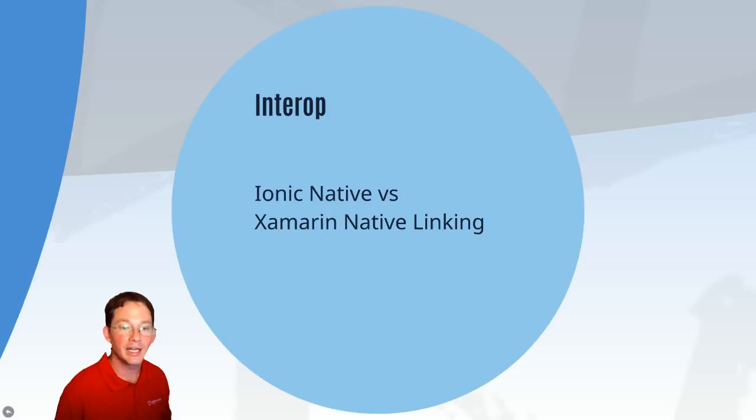I will say that I have done quite a bit of Xamarin native linking. It's super easy if you're doing it on Android and in Java, because the languages are like, Java's a subset of C#, obviously. And if you are doing iOS, it can be a little bit harder. It can be kind of time consuming.